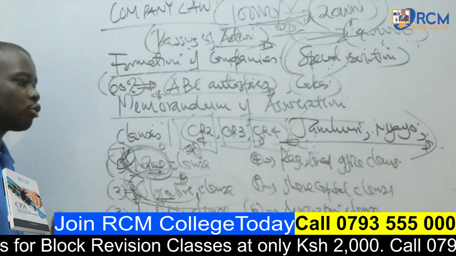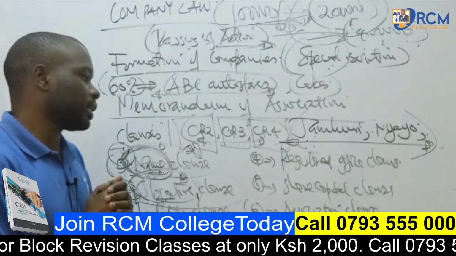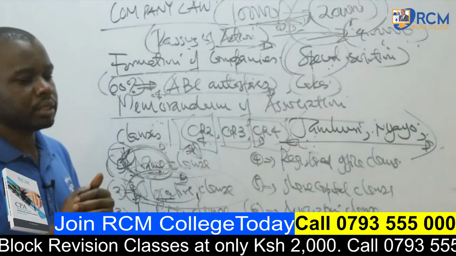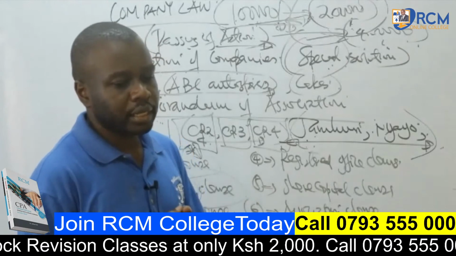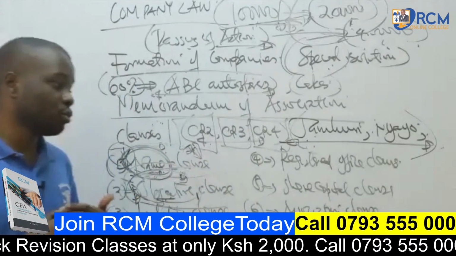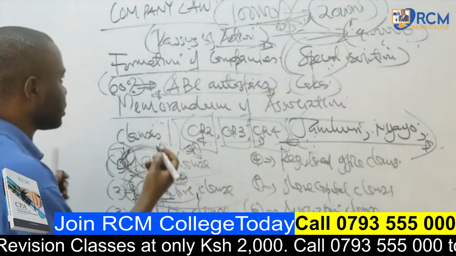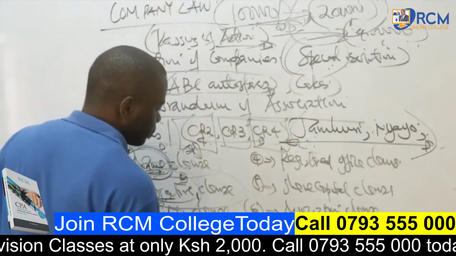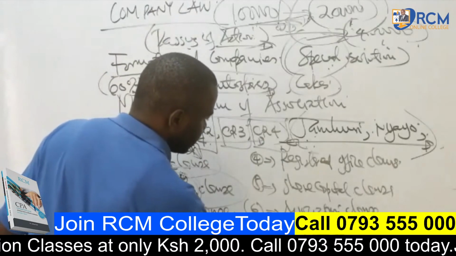For example, what is the nominal capital of the company? What is the registered capital of the company? And of course, the company can decide to manipulate this particular share capital in a number of ways. For example, they can reduce it. So they can do share capital reduction. Let's say the share capital of the company that has been distributed is maybe 1 million. They can decide to reduce it maybe to 800,000.